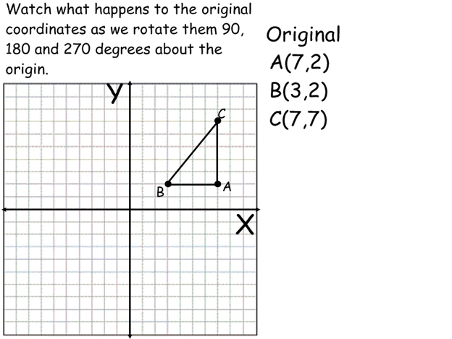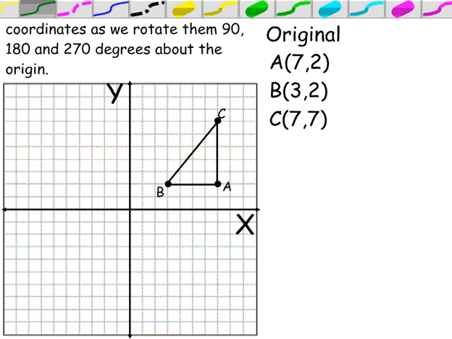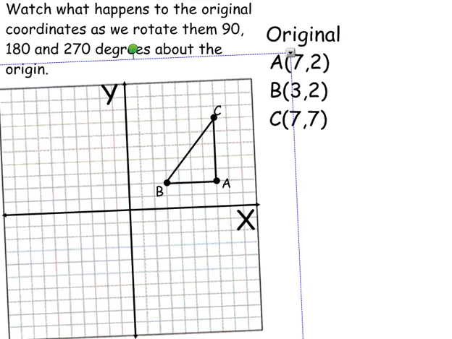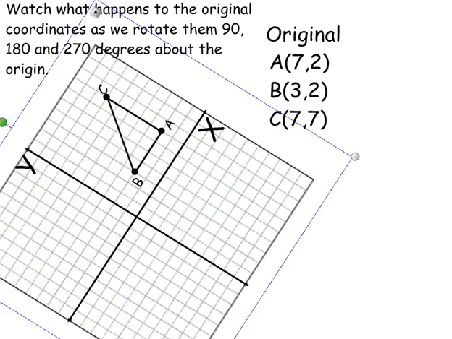All right, now here is going to be our first and only example for the video. I want you to watch what happens to the original coordinates as we rotate them 90, 180, and 270 degrees about the origin. So let me show you how you would do this on paper. What you would do is graph the original coordinates. So here they are. I went ahead and graphed them already. And what you want to do is just turn your paper. I'm going to do the 90-degree rotation first, so you're just going to turn your paper 90 degrees.